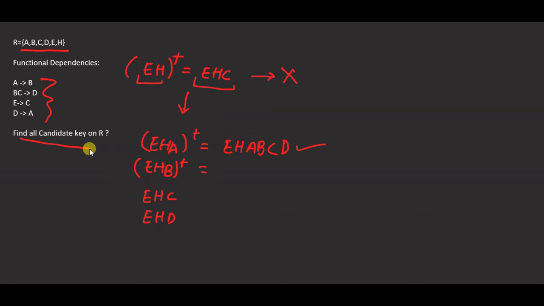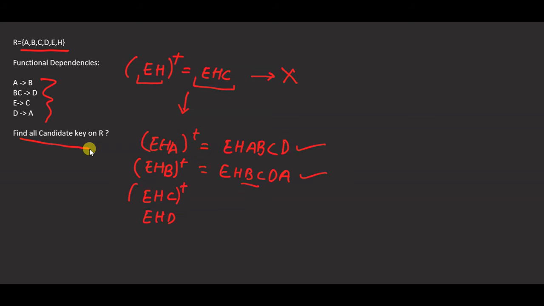Now take the closure of EHB. So EHB would be there on the right-hand side. From E we can go to C. From BC we can go to D. From D we can derive A. Let's see if all attributes are there: A, B, C, D, E, H. All attributes are there. So this is also a candidate key.